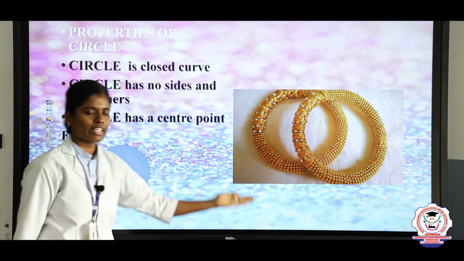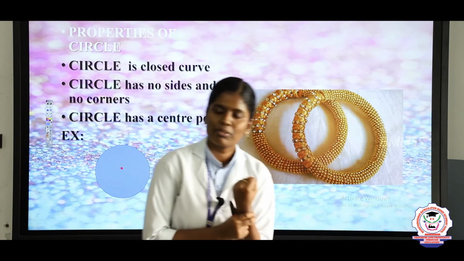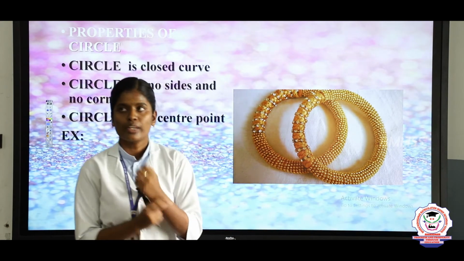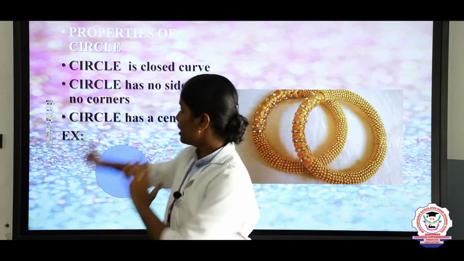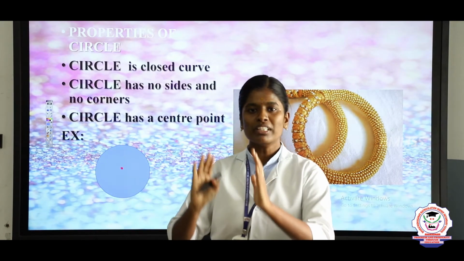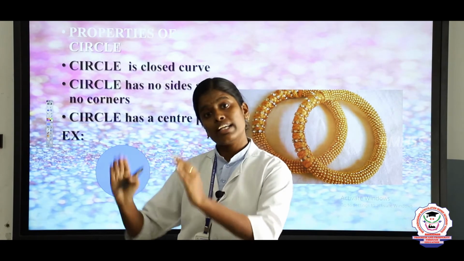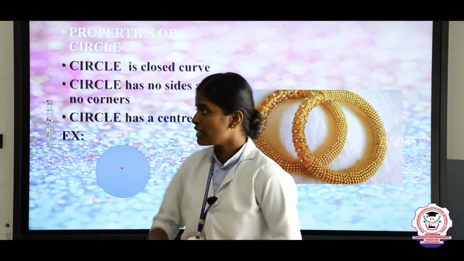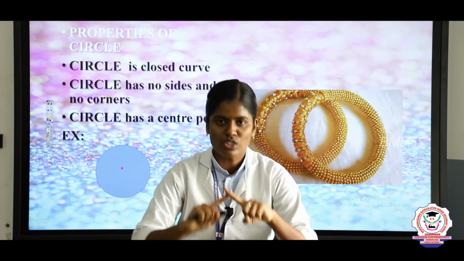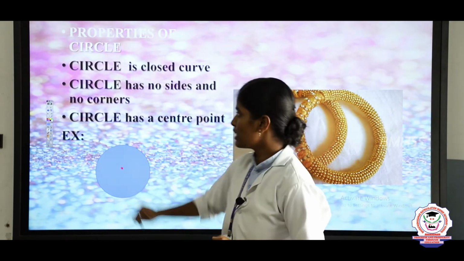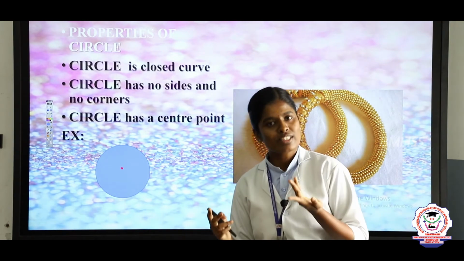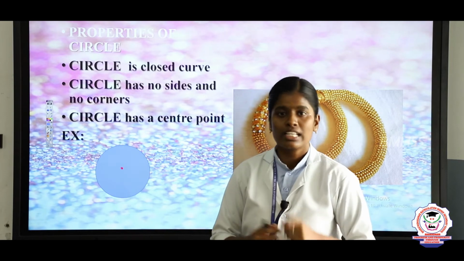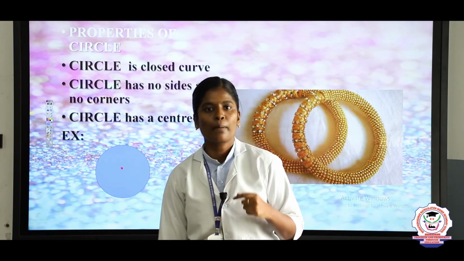Listen my children, for example, bangles. The best example for circle is bangles. Just see your home, what are all the shapes under the circle. Tell your mother, mummy, this is circle shape. Then tell your mother the properties of circle. Circle is a closed curve and it has no sides and no corners. It has one center point.